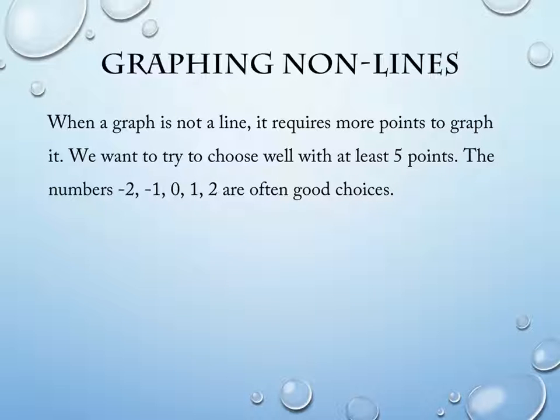Now, when we were working with lines, we only needed to plot 2 points, right? Because every 2 points determines a line. That was very straightforward. When we're working with other graphs, it's not enough to plot 2 points. So when a graph is not a line, it requires more points to plot it. We want to try to choose well with at least 5 points, and the numbers -2, -1, 0, 1, and 2 are often good choices. Are they the only choices? No, they're definitely not. And if you see another option that you like better, go for it. But these are often going to be good choices for the types of equations we're dealing with on this assignment, okay? So we're going to create a table, an XY chart, and we're going to have at least 5 values on it.